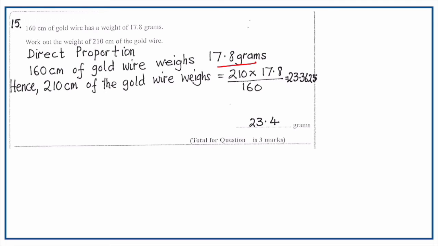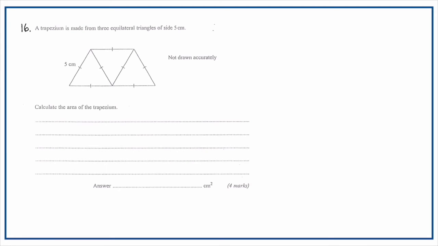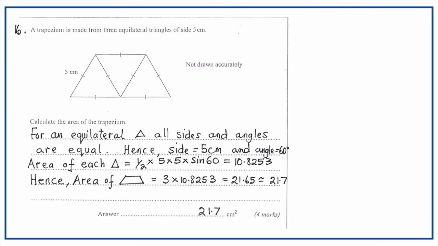Question 16. A trapezium is made from 3 equilateral triangles of side 5 centimeters. Calculate the area of the trapezium. Well, for an equilateral triangle, all sides and angles are equal. Hence, the given side equals 5 centimeters, and each angle equals 60.